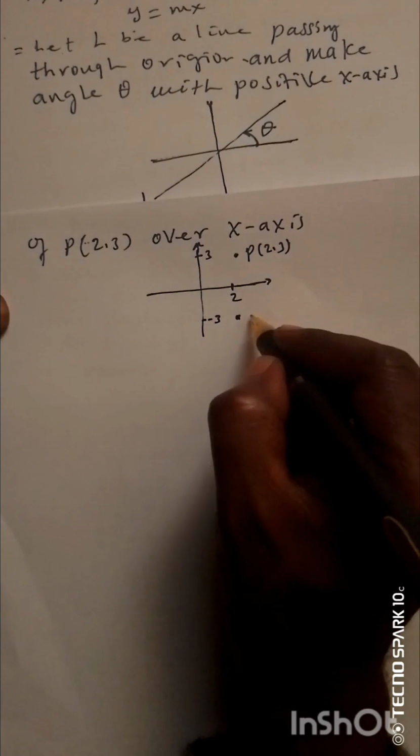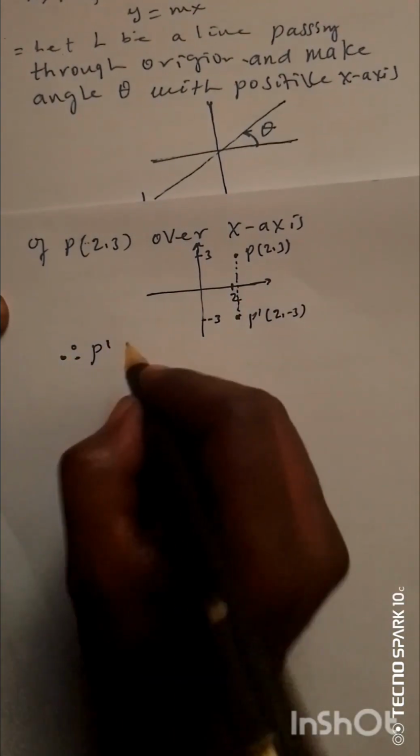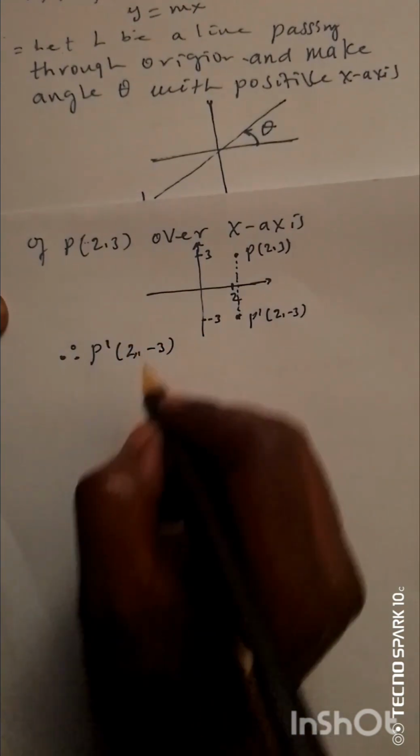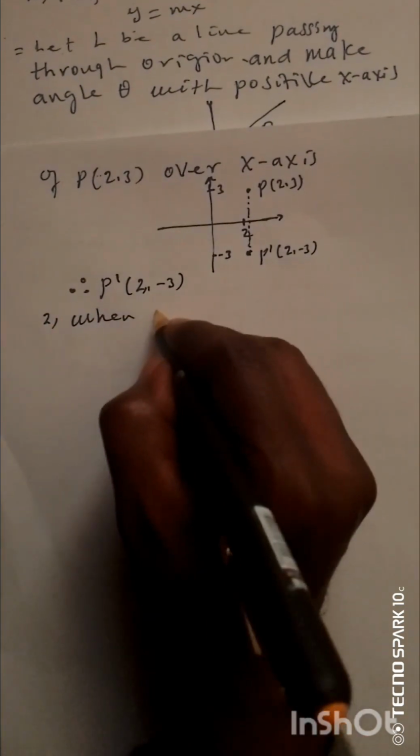So for the given point P 2, 3, its image P prime is mapped in the fourth quadrant at 2 comma minus 3 from the figure. Therefore, we conclude that P prime is 2 comma minus 3.